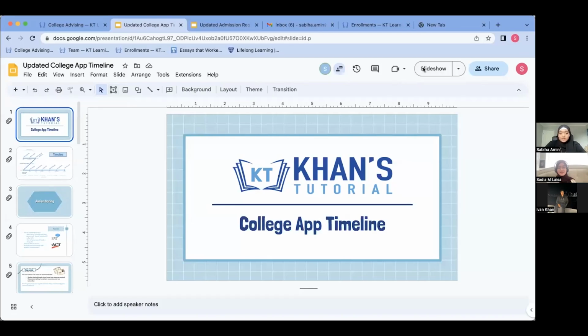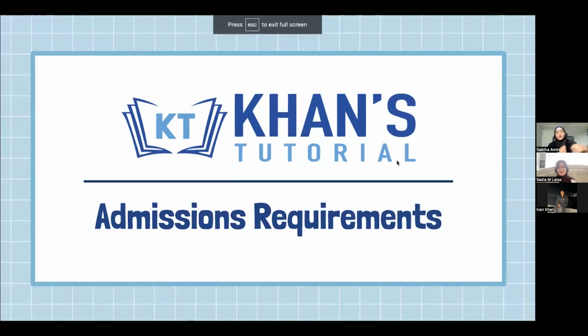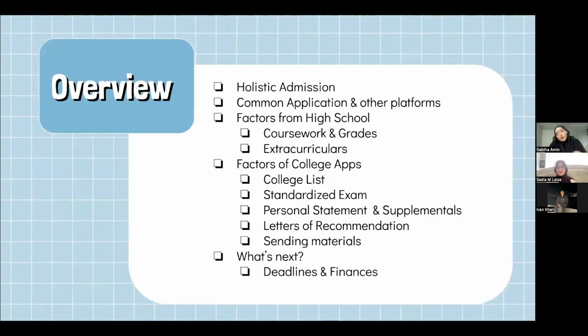So first, we're going to talk about college admission requirements. The college admission process has a lot of different components to it, so it's very important for us to be able to break that down and digest that in a more feasible means.